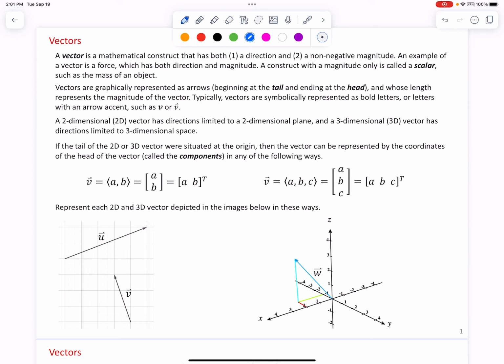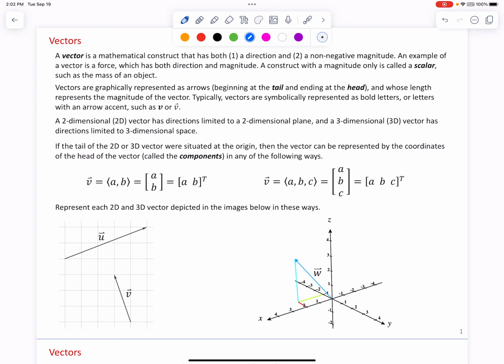Now, a construct with a magnitude only is called a scalar, such as the mass of an object, which has no direction. Now, vectors are graphically represented as arrows, beginning at the tail, or origin or starting point, and ending at the head, or end point, and whose length represents the magnitude of the vector. Typically, vectors are symbolically represented as bold letters or letters with an arrow accent, such as a bold V or a V with an arrow above it.